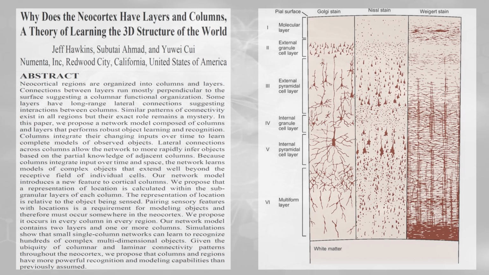Neocortical regions are composed of columns and layers that perform robust object learning and recognition. Columns integrate their changing inputs over time to learn complete models of observed objects. Lateral connections across columns allow the network to more rapidly infer objects, based on the partial knowledge of adjacent columns. Because columns integrate input over time and space, the network learns models of complex objects, that extend well beyond the receptive field of individual cells.